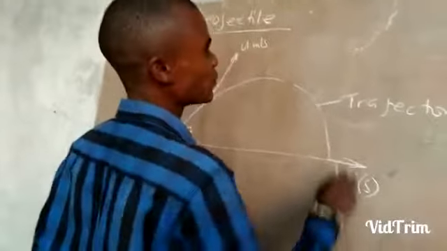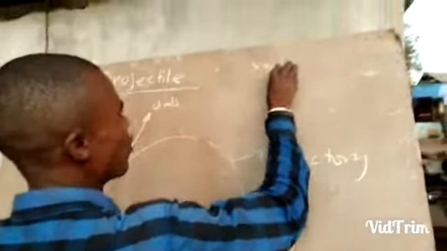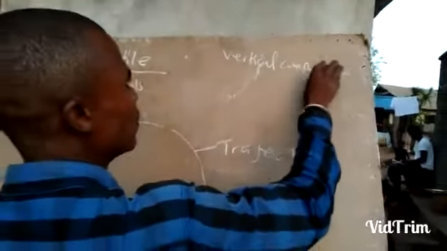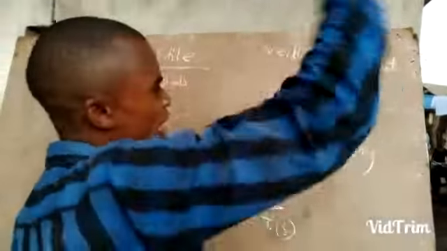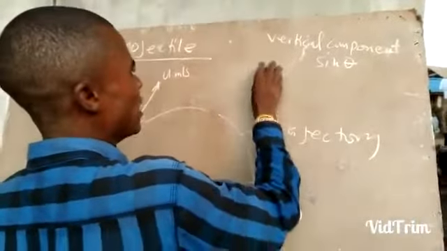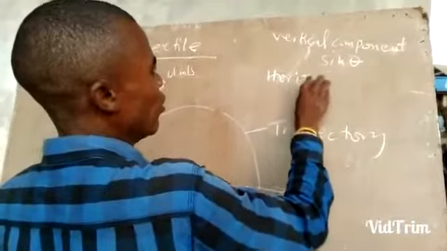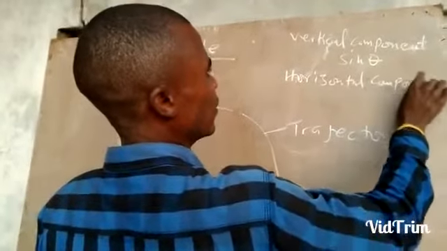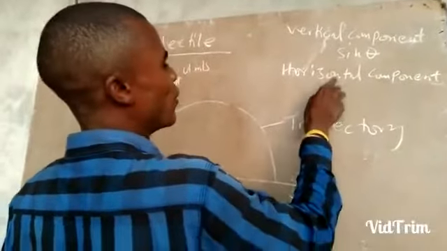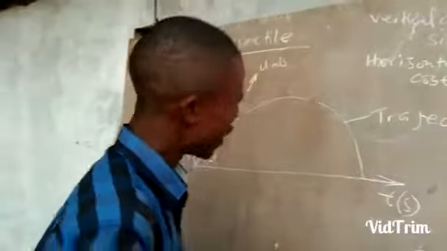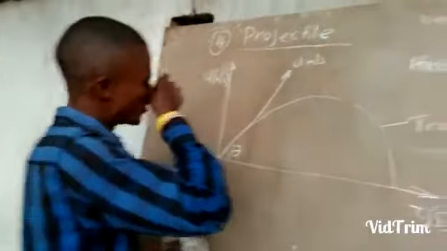So we say vertical component. Anytime we are interested in the vertical component, we make use of sine theta. When we are interested in the horizontal component, we make use of cos theta. That is what I mean. Now, if that is the case, it takes us to this expression here.